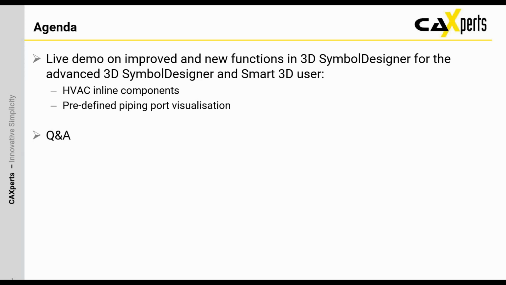As I said, this is for power users of the tool, and we will focus on two new functionalities. The first one is that the HVAC inline components got improved in the last major release. And we have also added predefined piping port visualization to the piping port. That's mainly based on the configuration in the config Excel file. I would like to show you how you can use both features now. After this short live demo, we will have a short Q&A session where you can ask questions and I will try to answer them.